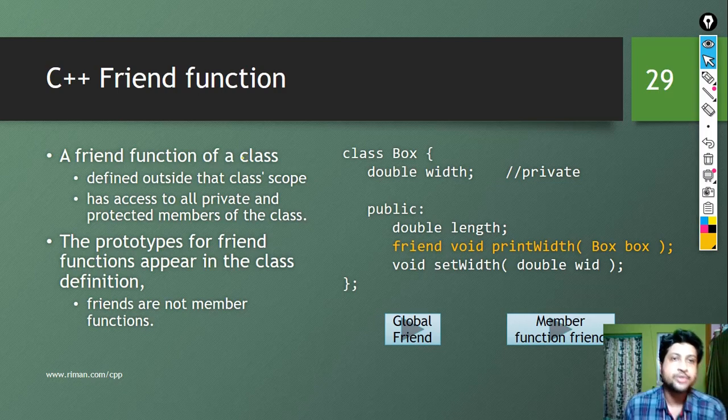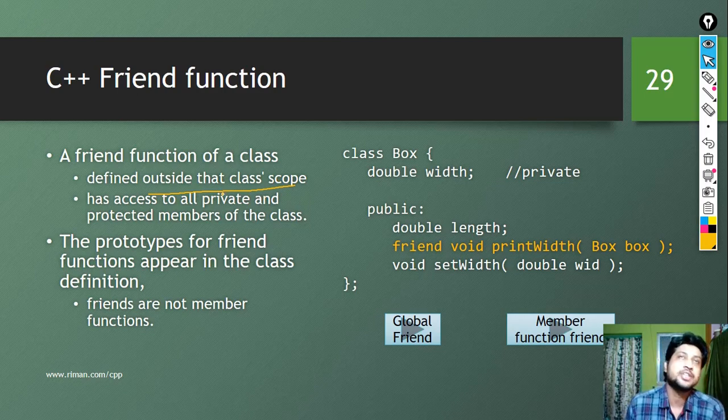Now we are going into details of another topic called friend function. A friend function of a class is defined outside the class scope. This is interesting. We have learned so far that only the members of the class can access the private members of a class. And now here is the concept of a friend function that is defined outside the class.